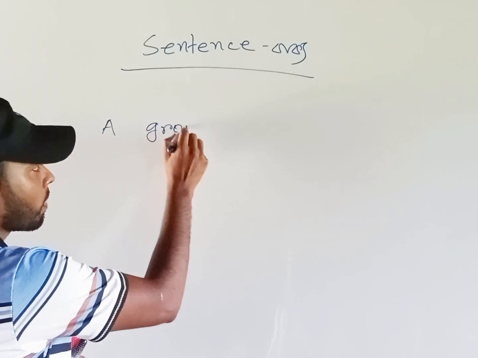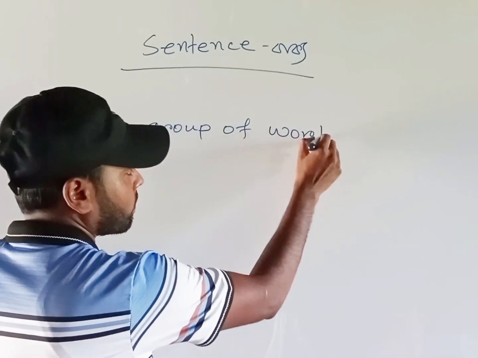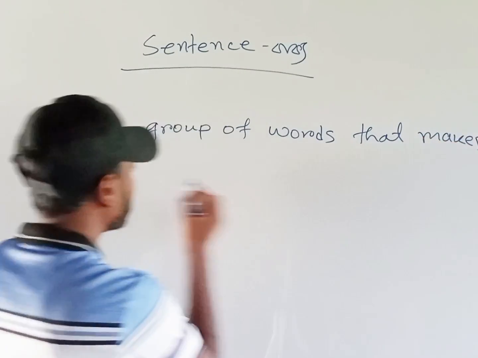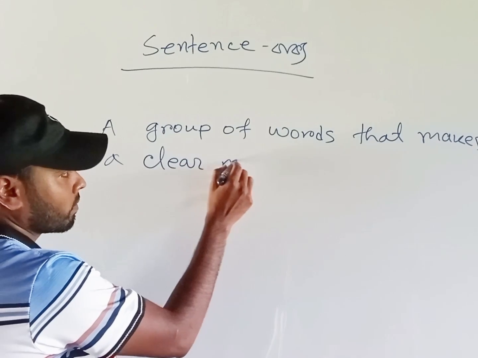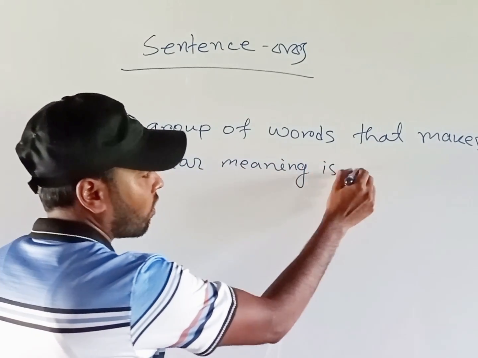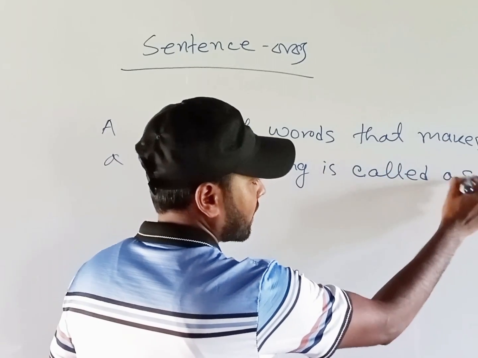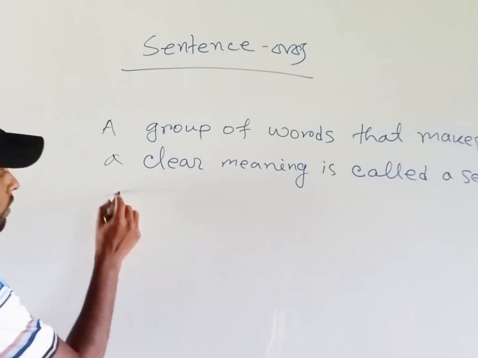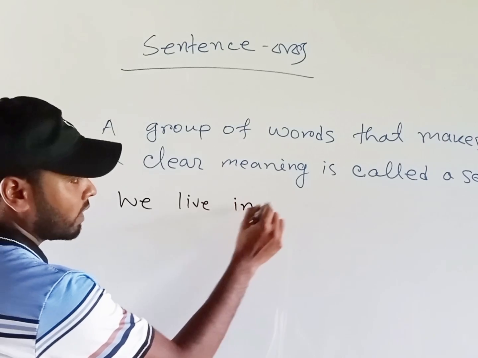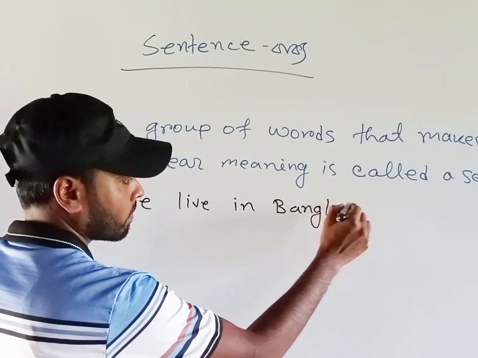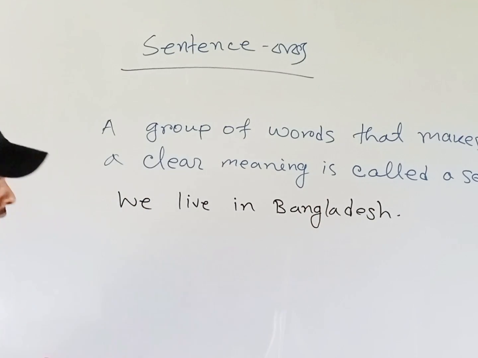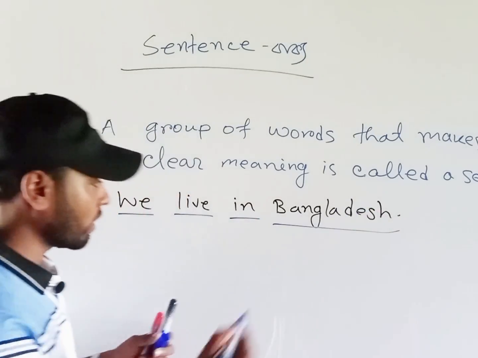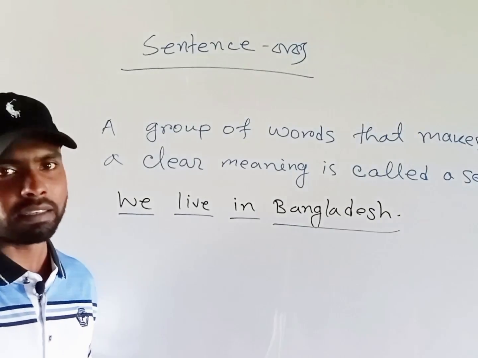A group of words that makes a clear meaning is called a sentence. For example, we live in Bangladesh. Here, we is a word, live is a word, in is a word, and Bangladesh is a word. All the words jointly have made this sentence.